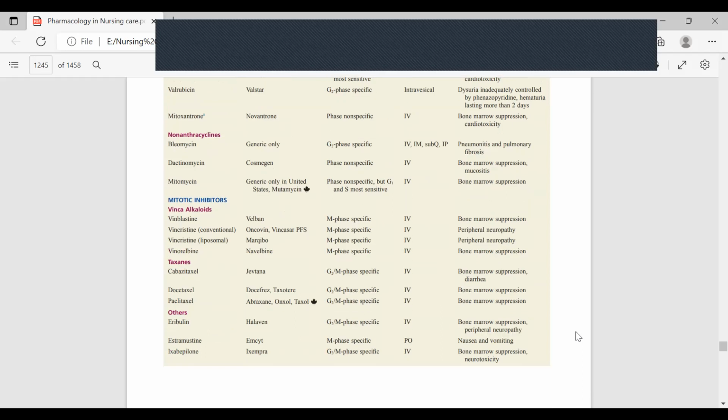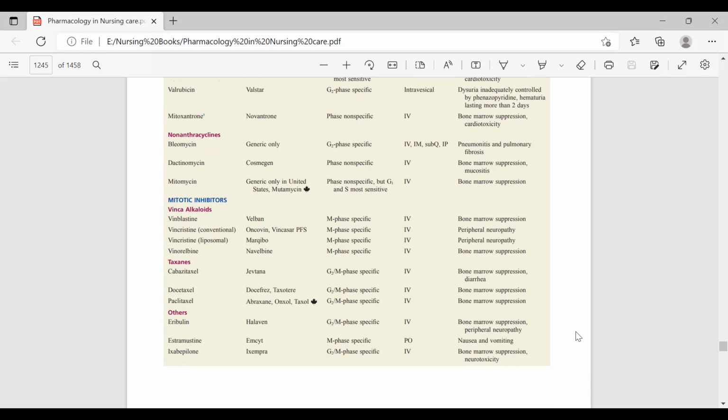We have three groups in mitotic inhibitors, which include the plant alkaloids, namely vinca alkaloids, which are extracted from the vinca plant, vinca rosea, and include vinblastine, vincristine, which is available in liposomal and conventional forms both, and vinorelbine. These are M phase specific. The route of administration is IV, and not only bone marrow suppression, it is also involved in peripheral neuropathy.